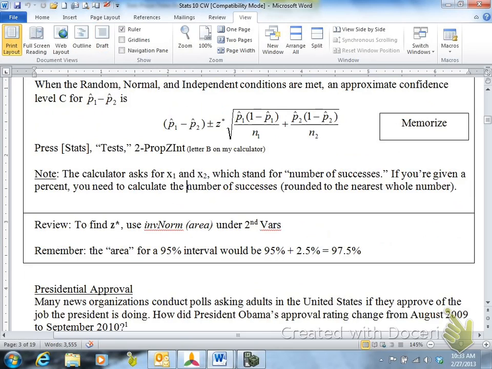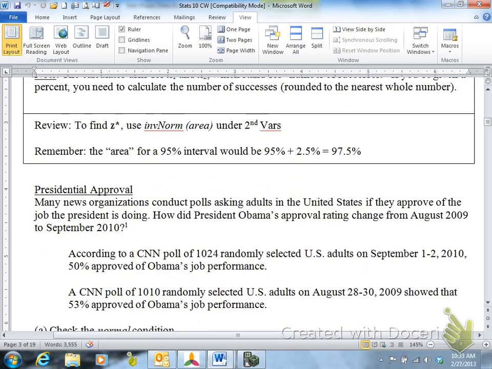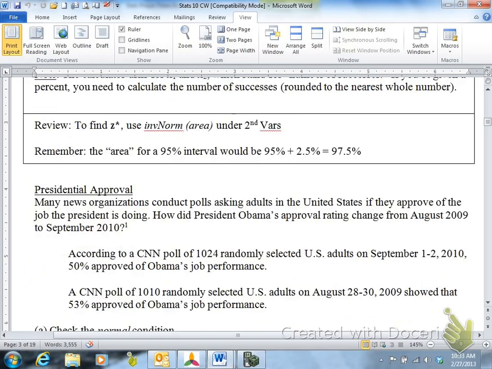The calculator asks for x sub 1, x sub 2, which stand for number of successes. If you're given a percent, then you need to calculate the number of successes, rounded to the nearest whole number. And we'll see that a little later. To find z star, which is part of the formula right here, z star next to the square root, you can use inverse norm of the area, and remember you have to add part of the tail, and that's under second vars. I'll remind you of that soon. And there you go. The area for a 95% interval would be 95 plus tail, which would be 97.5.